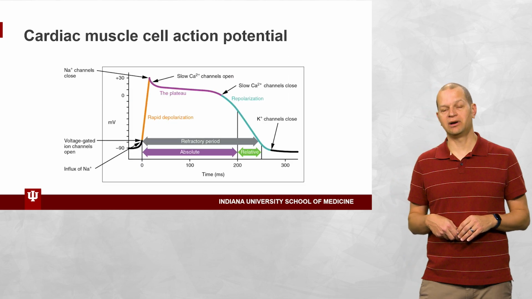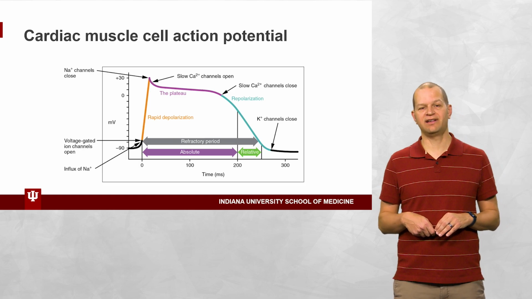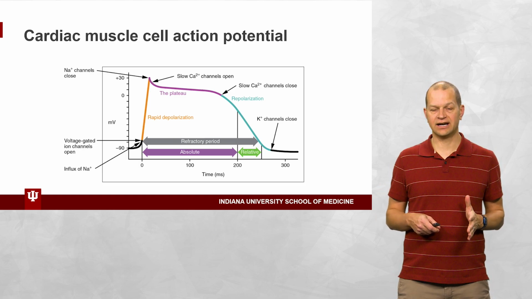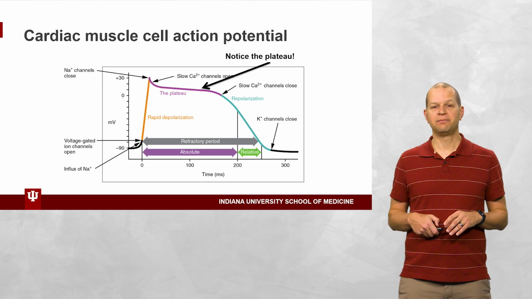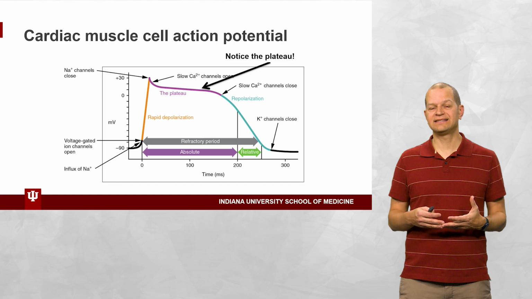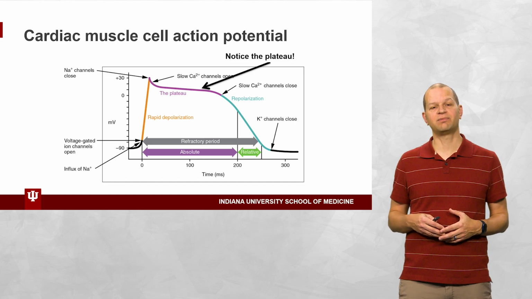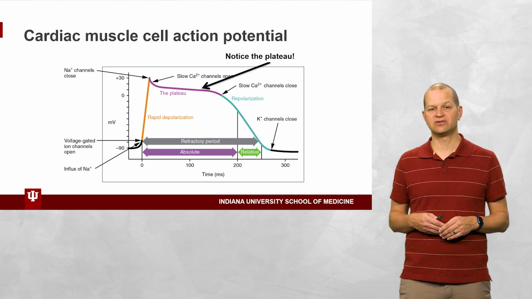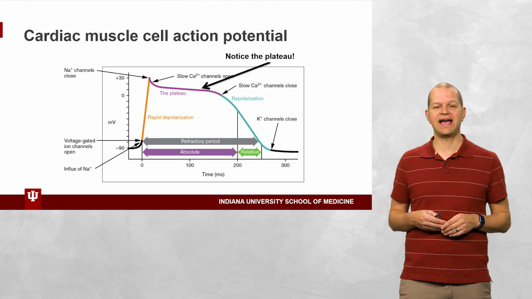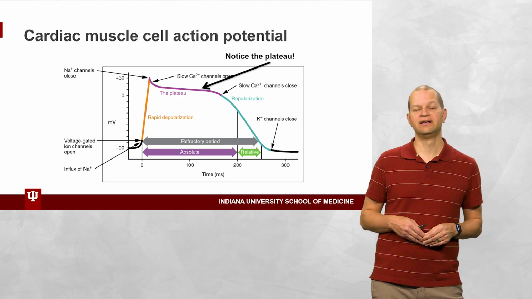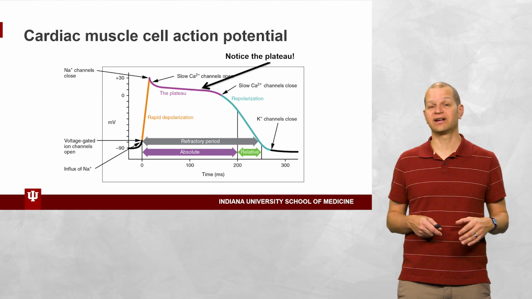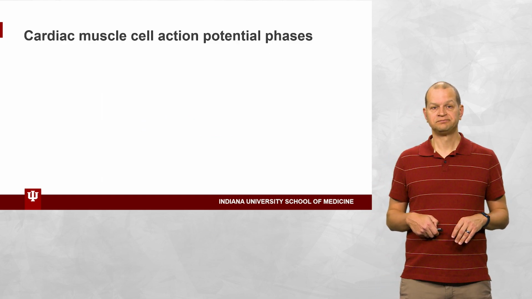Okay, so here's a blown up view of that cardiac muscle cell action potential. As you look, there are 5 phases here that we're going to talk about. But the big thing that's important is this plateau. And we'll talk about what causes this plateau and the significance of this plateau in a couple of minutes as well. But it's this plateau that causes the length of an action potential in a cardiac muscle cell to be longer than a skeletal muscle cell action potential or even a cardiac pacemaker cell.